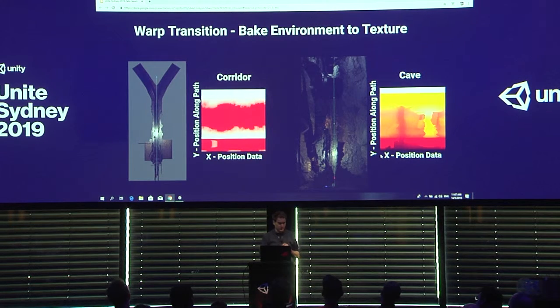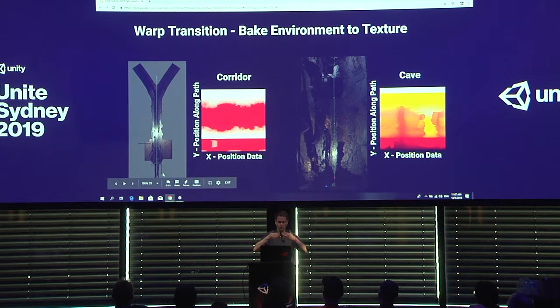The actual pretty cool thing is they built a tool on top of Unity using the editor API to bake the environment to a reference texture. On the left, we have a top-down view of that corridor. We have this green line, and they made this tool to walk along this path and bake, at each point of the path, the state of the corridor. And then they bake it into this texture.